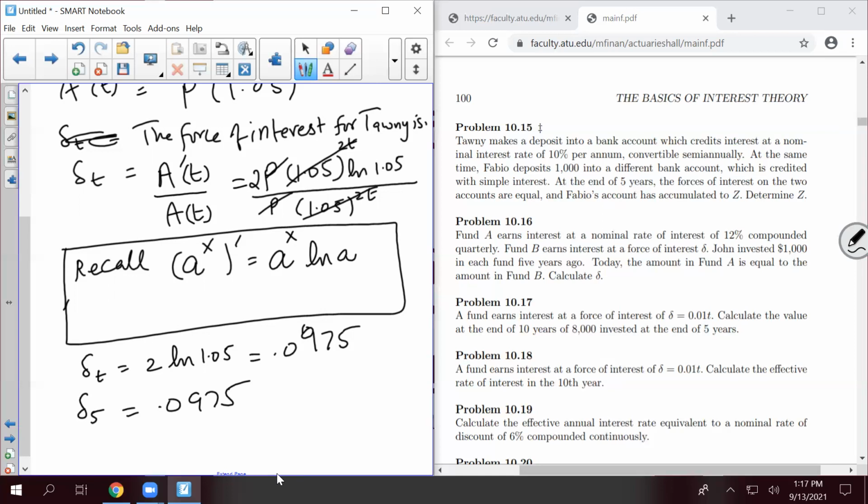The reason I'm writing this delta 5 is that for the other one, since it's simple interest, you will see that the force of interest is going to come out a variable and not a constant. And we want it at time 5. So to match that, I've already written this one also for time 5.